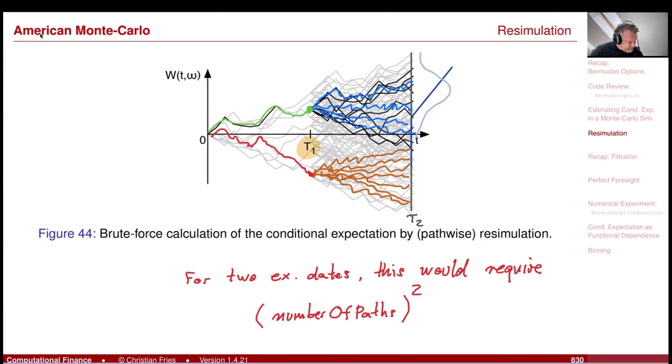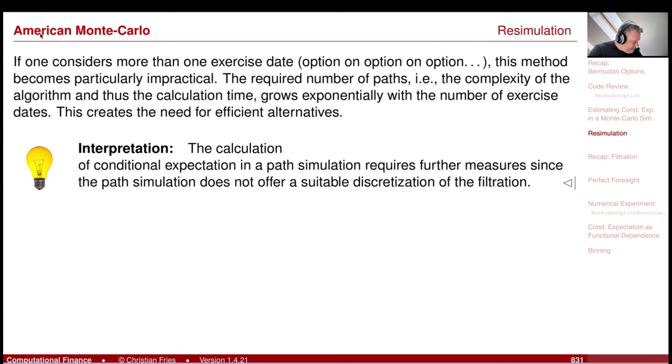Of course, this 2 here is related to the number of exercise states. So for 3, you would create a resimulation inside the resimulation. If you would have 3, you would start another one here or another one here. So it would be number of sample paths to the power of 3. So it would grow exponentially. So that's not feasible. So this method becomes impractical.